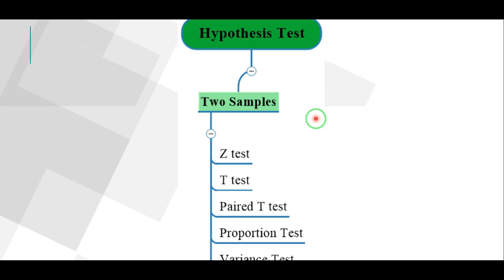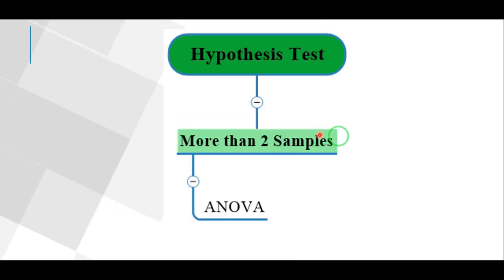The second type of hypothesis test is related to two samples of data, when we want to compare, for example, the means of two independent samples to see if they are significantly different from each other, or if we want to compare the proportions between two samples, or the variance between two samples. There are different hypothesis tests in this category, such as z-test, t-test, proportion test, and variance test. Similarly to one sample, we will have one separate video for this type of hypothesis.